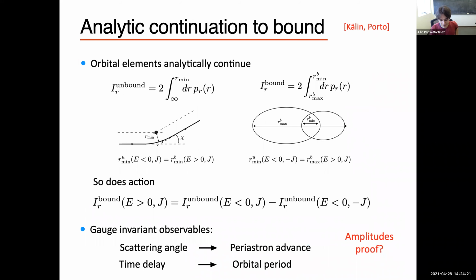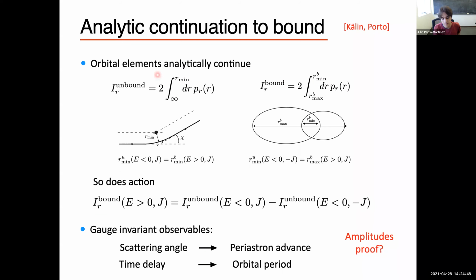Okay, so even better, this quantity can be directly analytically continued to the bound case. In this paper by Kälin and Porto, which is very nice, they explained that the integrand of the radial action for the unbound dynamics and the bound dynamics is the same. The only thing that changes is the endpoints of the path, which are the orbital elements. And it turns out that these are related by analytic continuation.